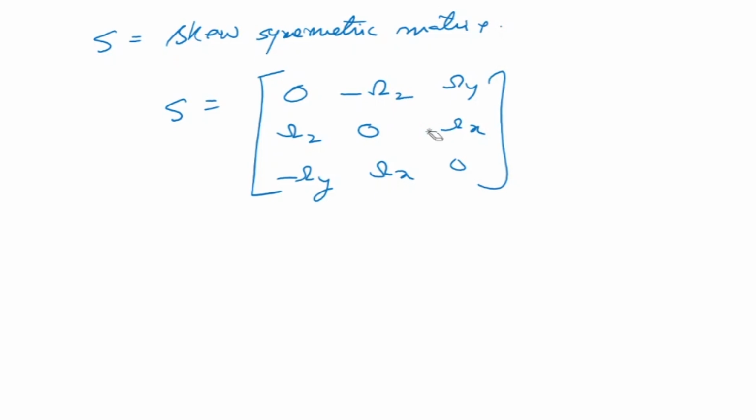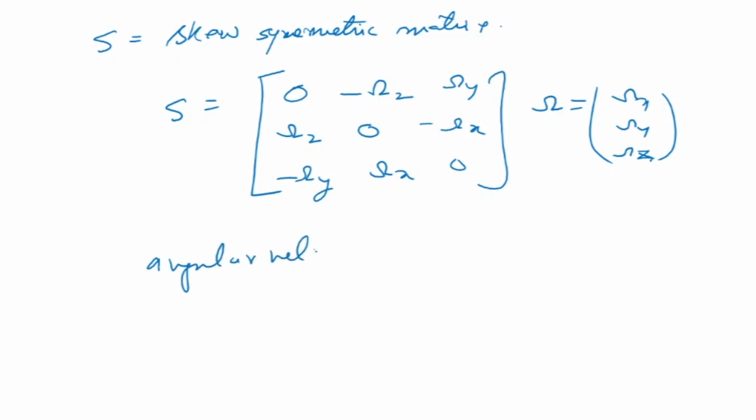And where omega can be written as omega x, omega y, omega z, and this matrix is basically called the angular velocity matrix.